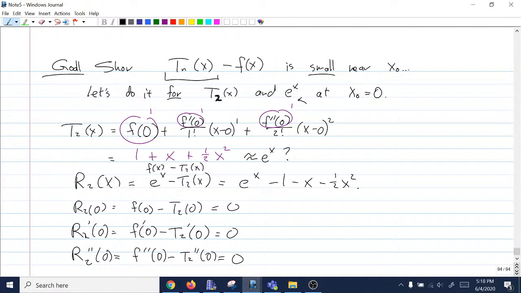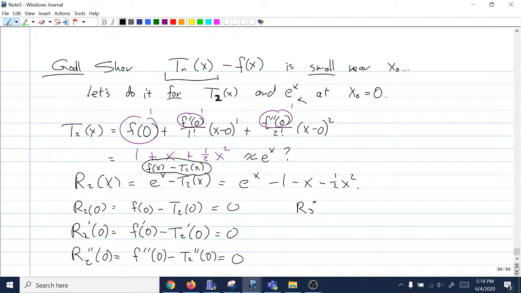So r2 is a function that, this r is for remainder, by the way. It's how far off the function is from t2 of x. This second level remainder is a function which equals 0 for all of its derivatives at that point. And we start by saying, how big is the third derivative?